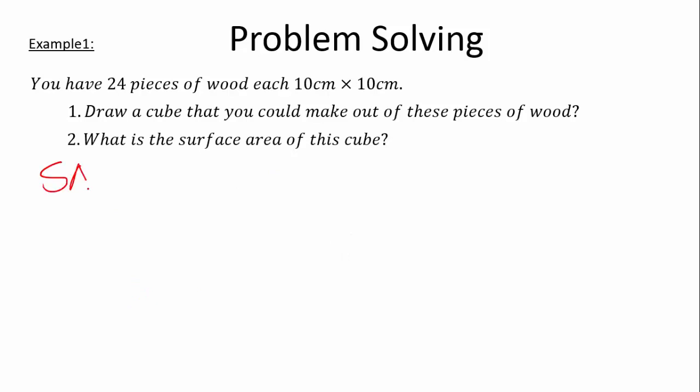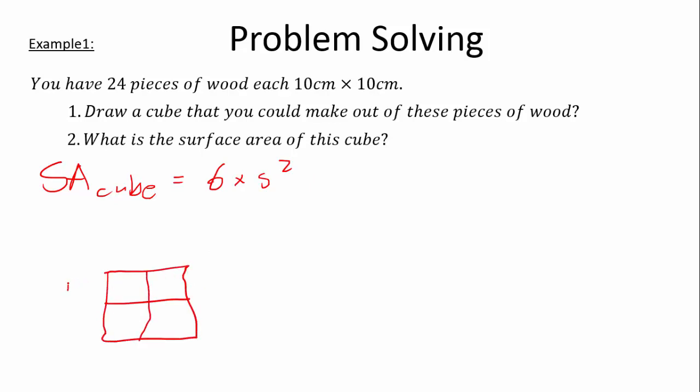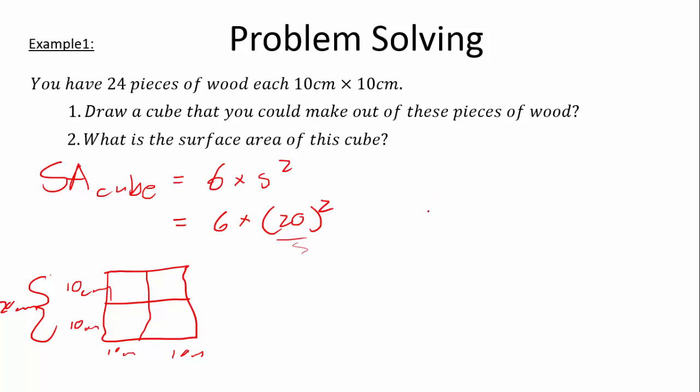Remember, surface area of a cube is simply equal to 6 multiplied by the side squared. When we had our cube, that was 4 by 4, each of these was 10 centimeters. What was the side? The side was 20 centimeters. So the surface area is 6 multiplied by 20 squared. Do you know what 20 squared is? 2 squared is 4, and 10 squared is 100, so it's got to be 2 zeros, so that is 400.